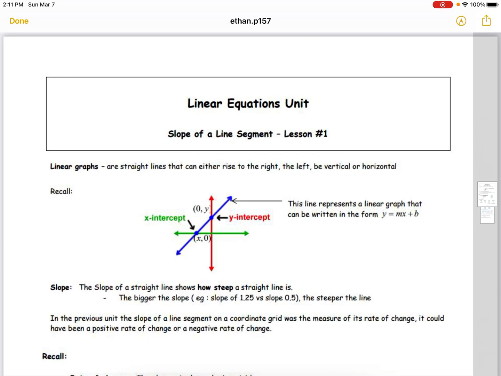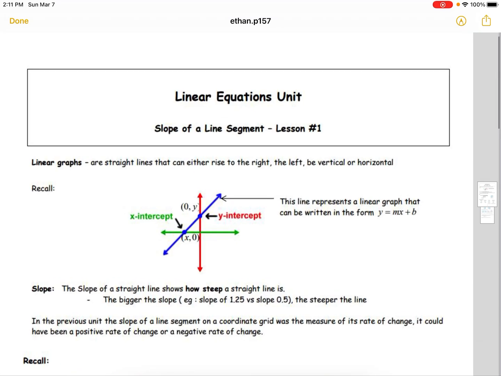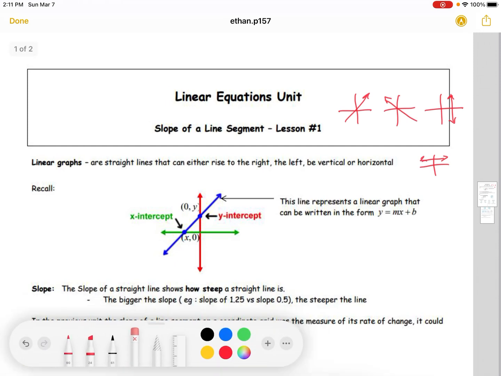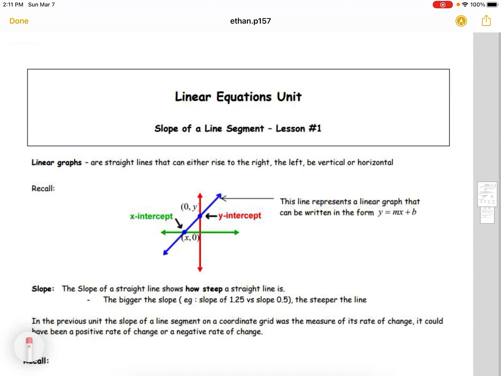So you're starting your linear equations unit. The first thing you start is by looking at the slope of a line segment. Now, linear graphs are straight lines that can either rise to the right, rise to the left, be vertical, or be horizontal. If they rise to the right, bingo. If they rise to the left, okay. If they're vertical, straight up and down, or horizontal, they are flat. We're going to talk about all four of those kinds of lines. So I'm just going to erase them right now.